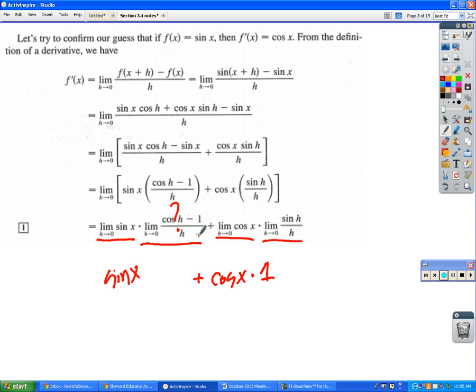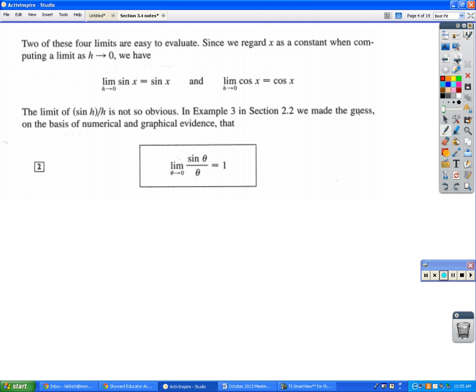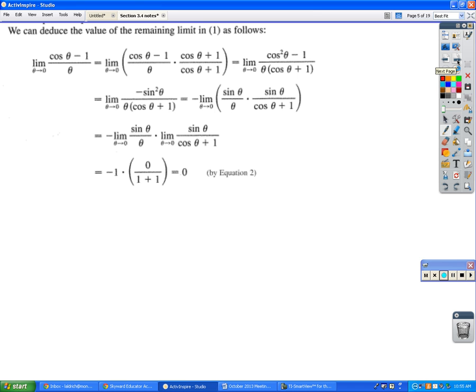Negative sine? 0? Yeah, doesn't it have to cancel out? Yeah, it has to cancel out for that to work. So here's the math that they do to figure out this limit here. You want to follow along this bouncing ball?